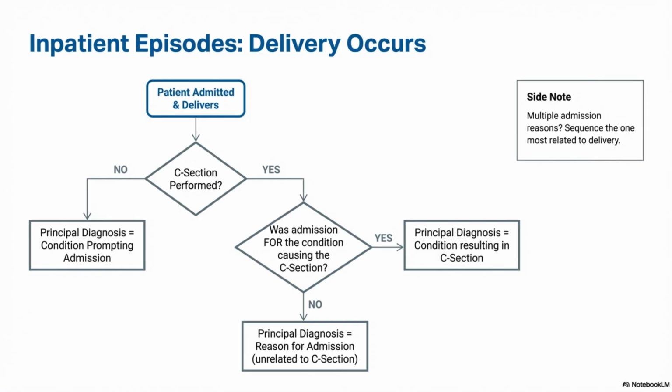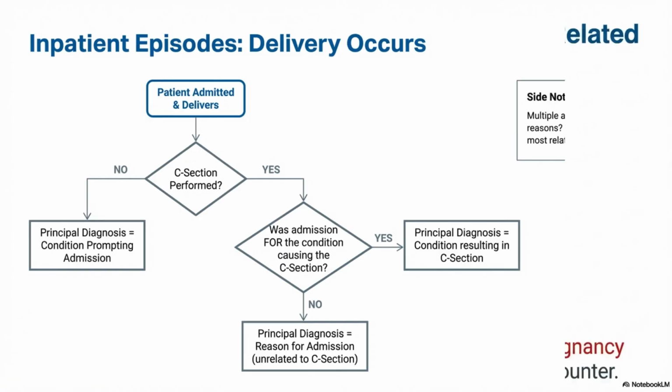Second, if a C-section was performed, ask, was the patient admitted for the condition that ultimately led to the C-section? If yes, the principal diagnosis is the condition that resulted in the C-section. If no, meaning the C-section happened later for a different reason, the principal diagnosis remains the original reason for admission. This approach ensures your sequencing accurately reflects the provider's intent and the clinical circumstances surrounding the delivery.